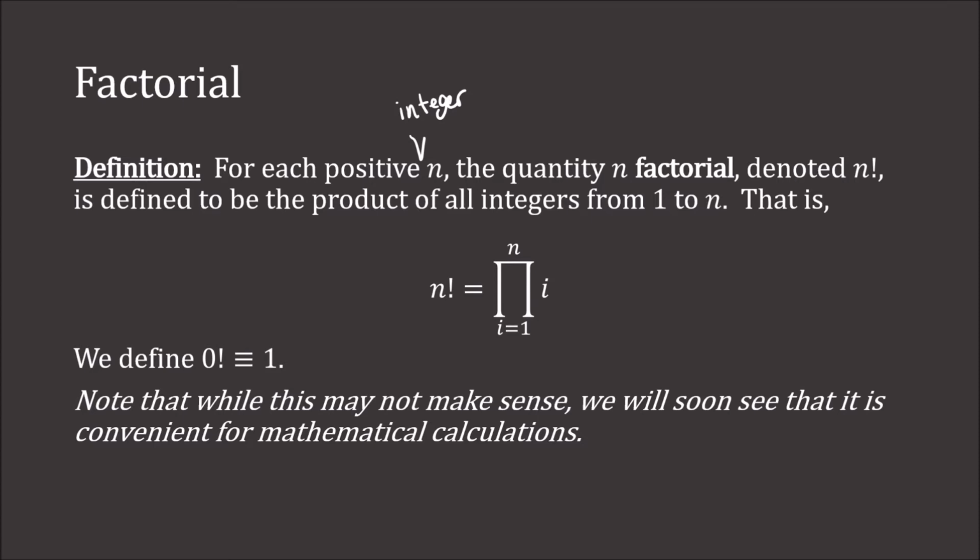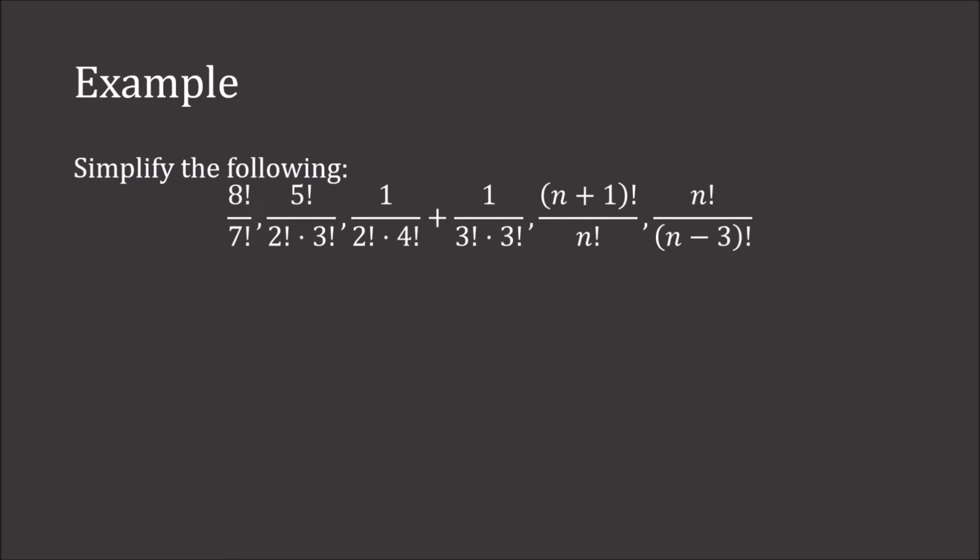All right, so we're going to work with some factorials right now. We're going to simplify the following. So we'll simplify 8 factorial over 7 factorial, then we'll simplify 5 factorial over 2 factorial times 3 factorial, and so on and so forth. Alright, so let's start with 8 factorial over 7 factorial. Well, by definition of factorial, we can write 8 factorial as 8 times 7 times 6 times 5 times 4 times 3 times 2. But that is 8 times 7 factorial. The 7 factorials will then cancel out, and we're left with simply 8.